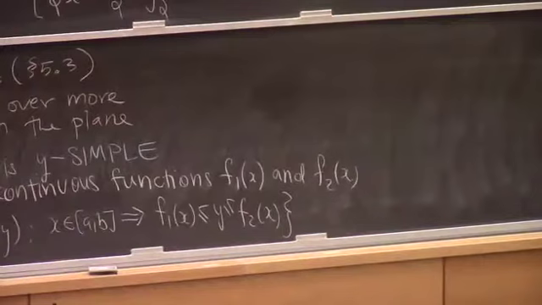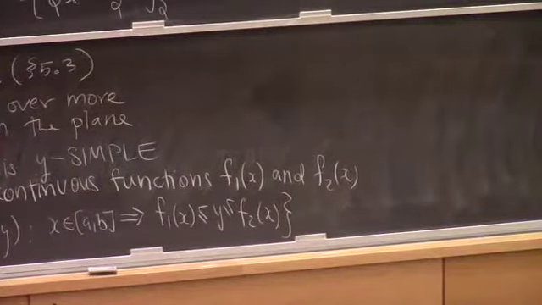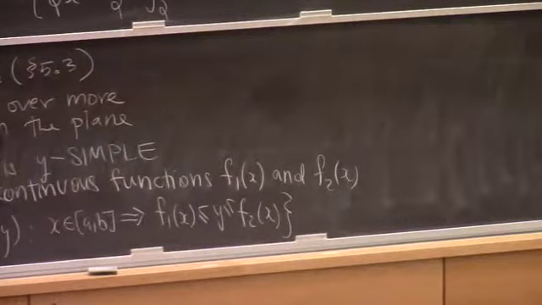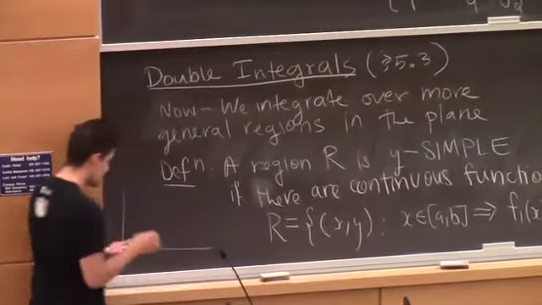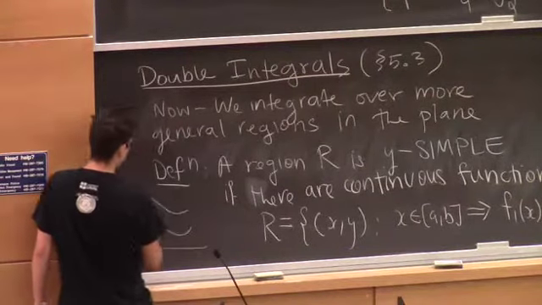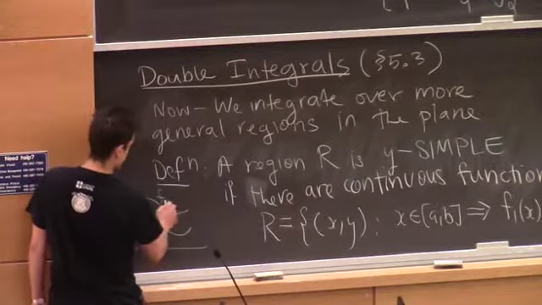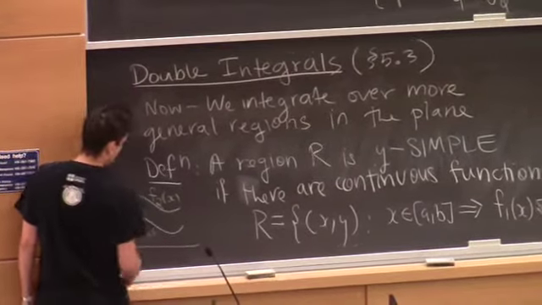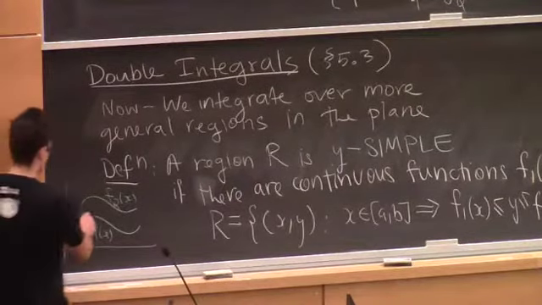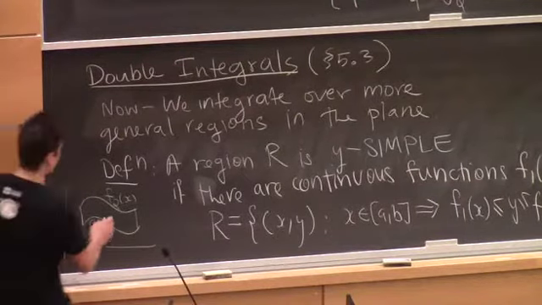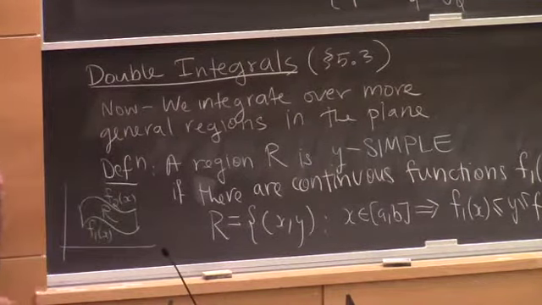Okay, such that our region is contained between the graph of those two guys. So what does a Y-simple region look like? We're somewhere in the plane. We've got a function here, f2 of x. We've got a function here, f1 of x. And our region is the guys bounded by those two functions.